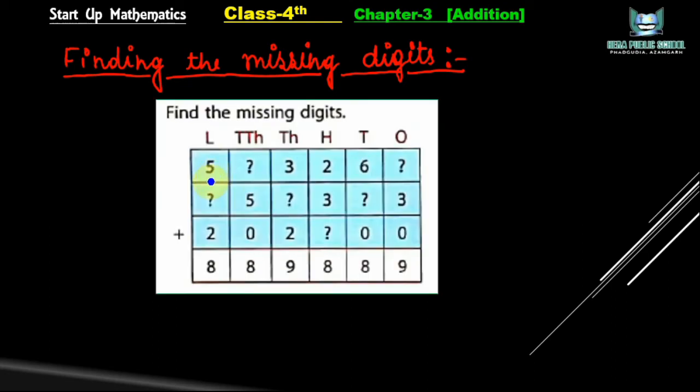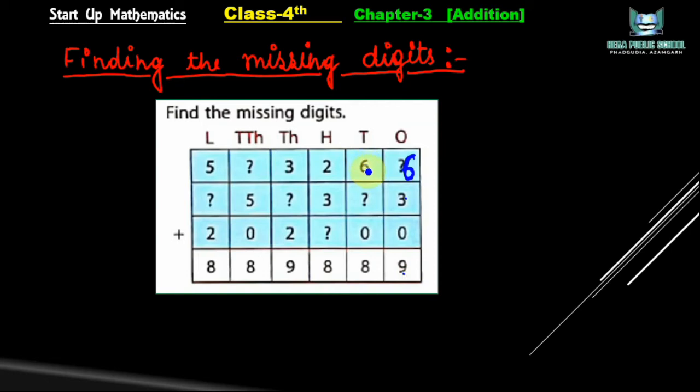Let's take another example. Find the missing digits. There are 4 numbers. So in 4 numbers, how do we find the missing digits? Let's see. 3 plus 0 is equal to 3. And which number do we have to add to 3 to get 9? That number is 6. If we add 6 to 3, then we get 9.